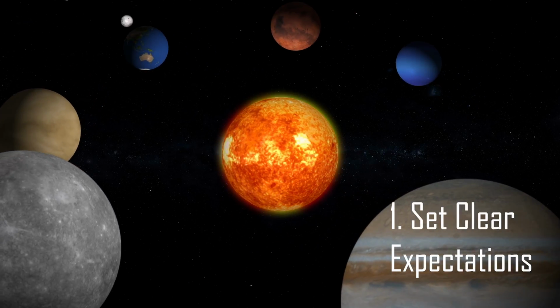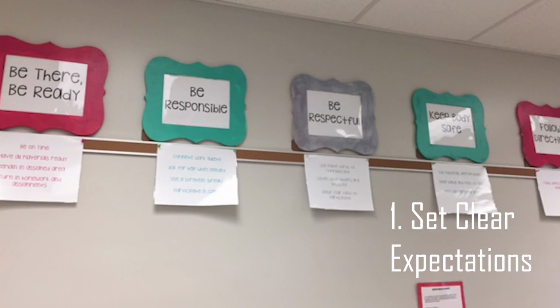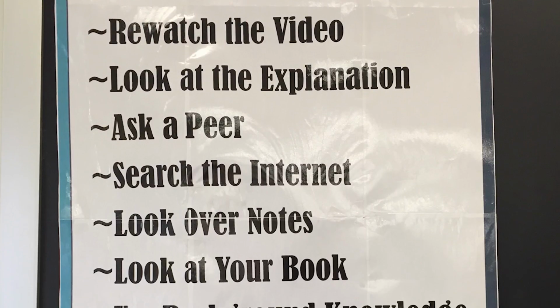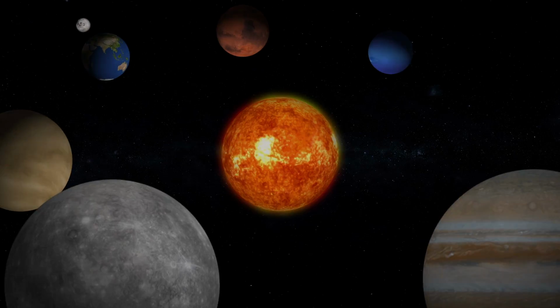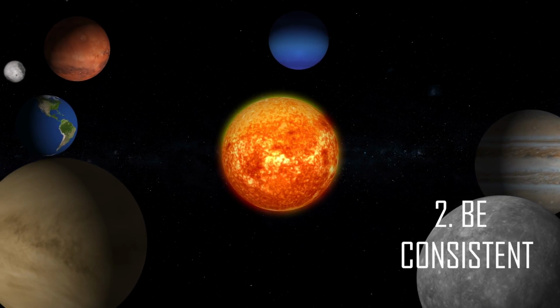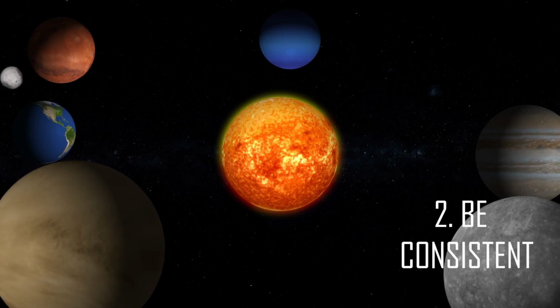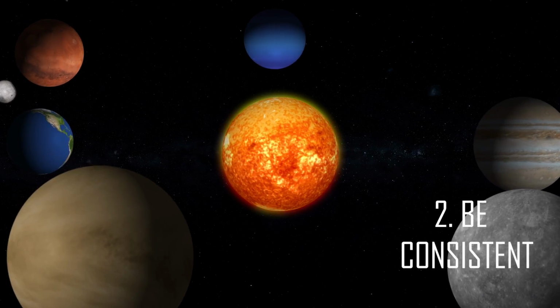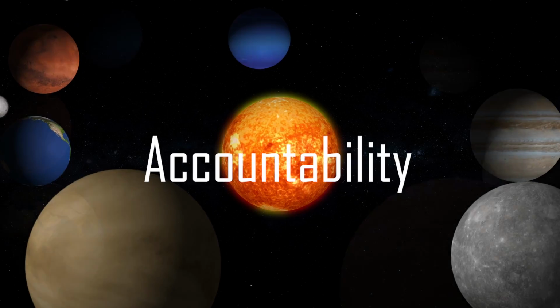Create clear classroom expectations. Share them with your students, give them input, and make them visible all year long. Once you set expectations, be consistent in holding students accountable. Allow students to hold one another and you accountable.